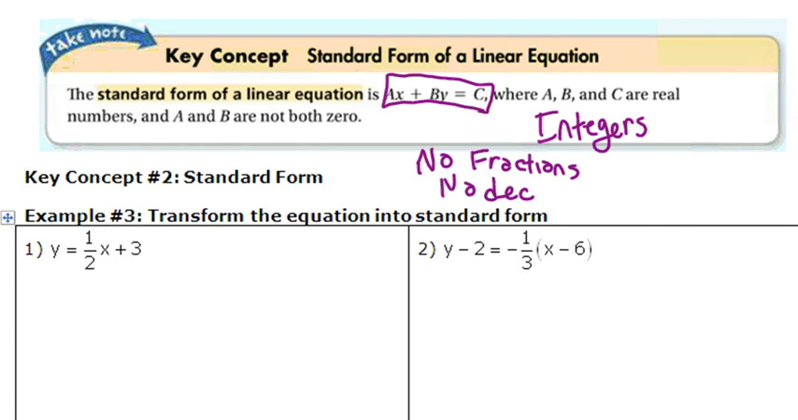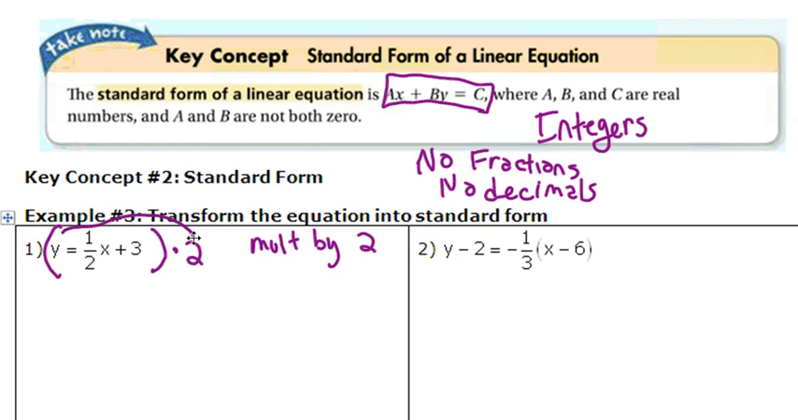So if I look at number 1, I have y equals 1/2 x plus 3. Right now this is in slope-intercept form. If I want to put this into standard form, the first thing I am going to do is get rid of the fraction so I don't have to deal with it anymore. Since I'm not trying to solve for x, I'm just trying to get rid of the fraction, what we do is multiply everything by the denominator. So in this case, the denominator is 2, so I'm going to multiply everything by 2.